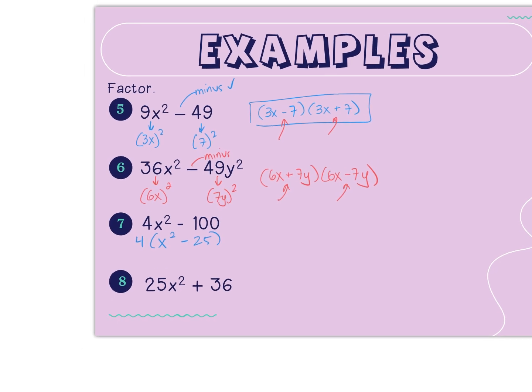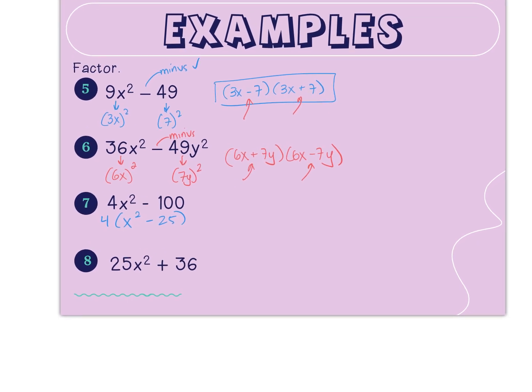And now again, I ask myself, okay, is this binomial that's left over a difference of squares? Is there a square root here? Yeah, x squared is x to the second power. 25 is 5 to the second power, or 5 squared, and this is a minus. And so the 4 that I took out is going to stay there, and then the x squared minus 25 is going to switch to x plus 5 times x minus 5. And that's how I get that.